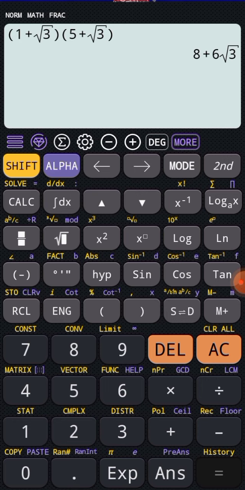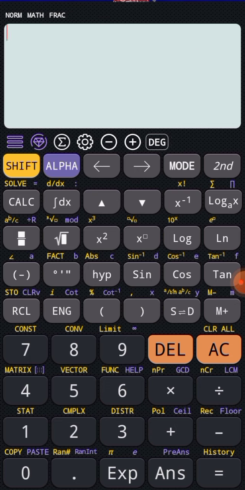Simple as that. So if you have anything like this, bracket open, bracket close, then another bracket open, beside those two brackets, close and open, there's an imaginary times there. This means 1 plus root 3 times 5 plus root 3. That is the meaning of this question. Please take note of that. So let's look at another one.